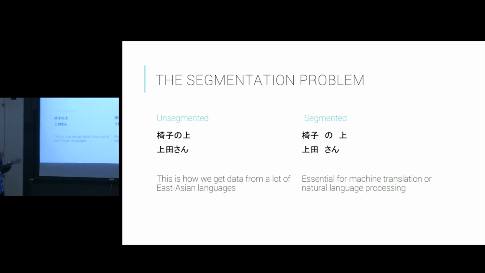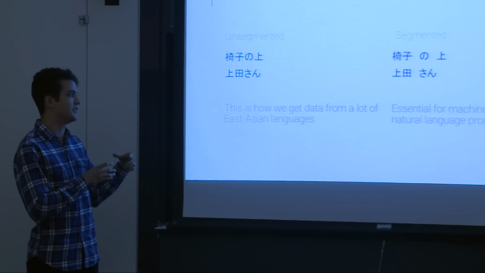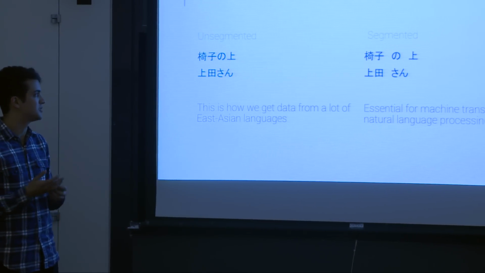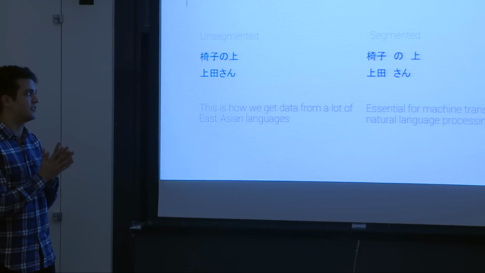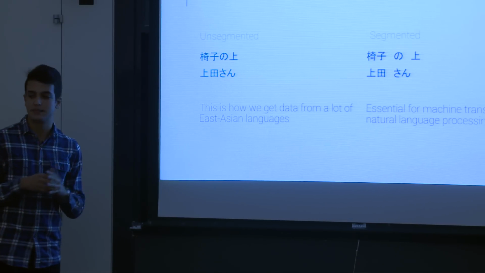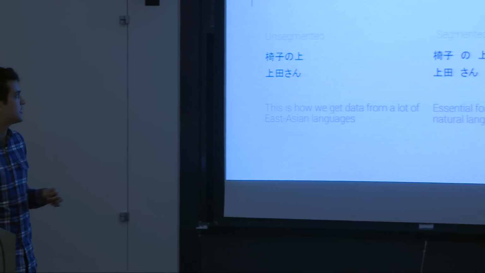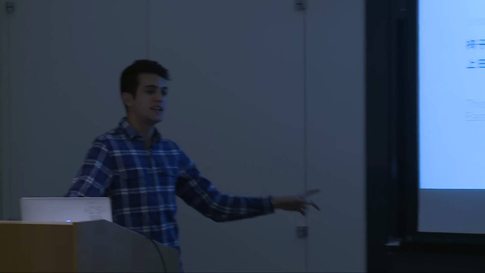Characters relate to each other and can be grouped together in twos or threes, so you actually have to create some kind of way of putting in those spaces. The thing is that whenever you get data from those East Asian languages, everything comes unsegmented, because no one who writes Japanese or Chinese writes with spaces. Whenever you write in Chinese or Japanese, you just write everything with no spaces. It doesn't even make sense to put spaces.